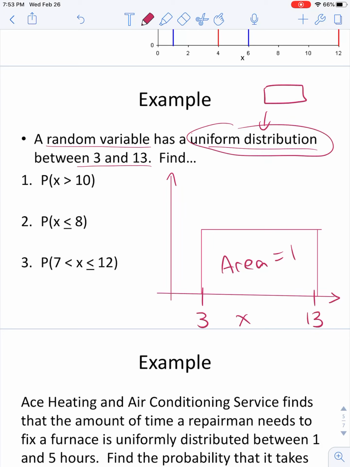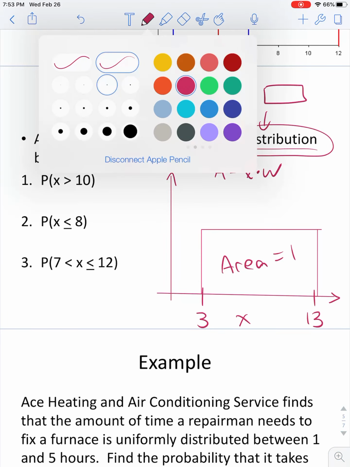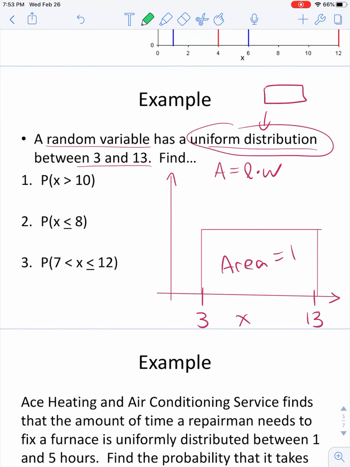And we know that the length times width of a rectangle equals area. Area equals length times width. Well, I actually know the width of this rectangle. It goes from 3 to 13, which is 10 units wide. So I know my width is 10.